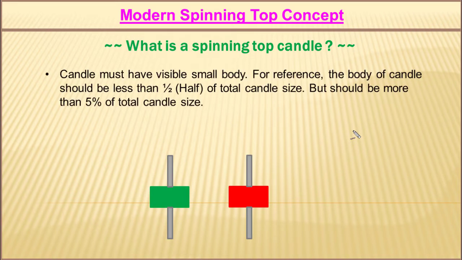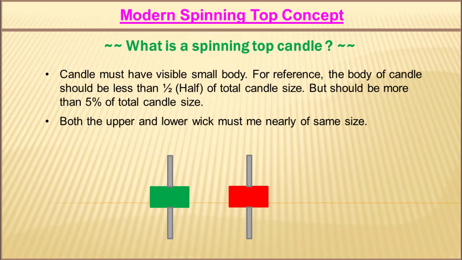A spinning top candlestick must have a visible small body. For reference, the body of the candle should be less than half of the total size of the candle. But you also have to consider that the body of the candle should be more than 5% of the total candle size. That means the body should be more than 5% of the candlestick size and less than half, or 50%, of the total candlestick size.